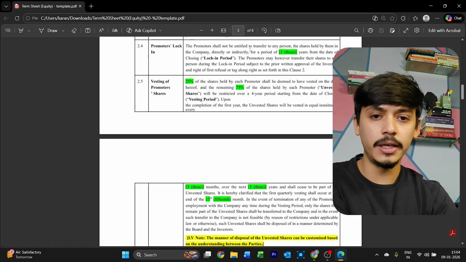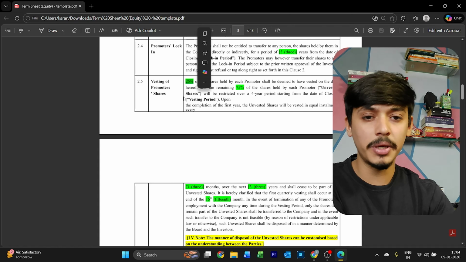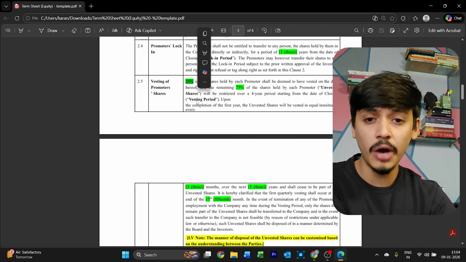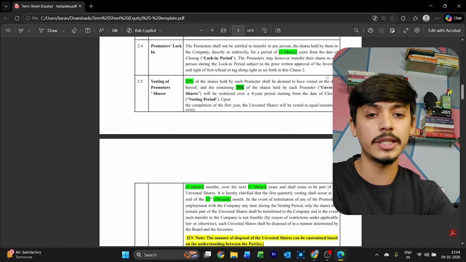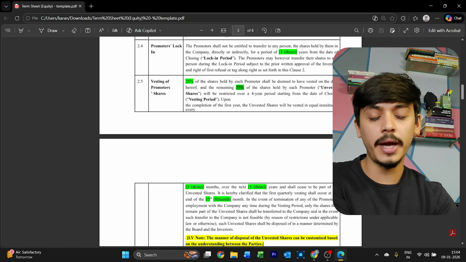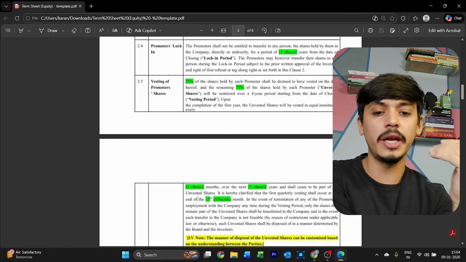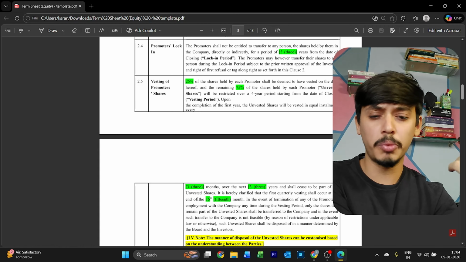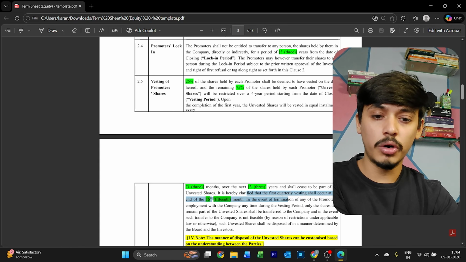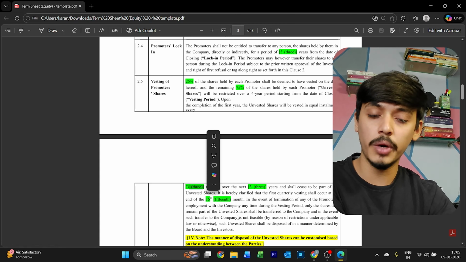This is a lock-in, right? You have to stay in the company for the next 3 years. So for staying in the company for the next 3 years, only 25% of your shares are unlocked as of now, and 75% will unlock in the next 3 years. So every year you will get 25% share. From this 25% also, you are going to get it on a quarterly basis, as it is written over here. Every 3 months you are going to unlock. So 25 divided by 4, we get 6.25% unlocking every quarter from the next year. It is hereby clarified that the first quarterly vesting shall occur at the end of the 15th month. That is, after 15 months, the first unlocking of 6.25% will occur.